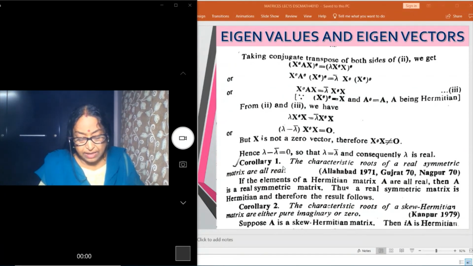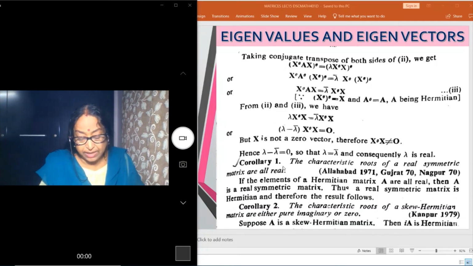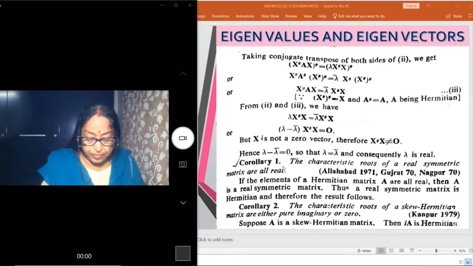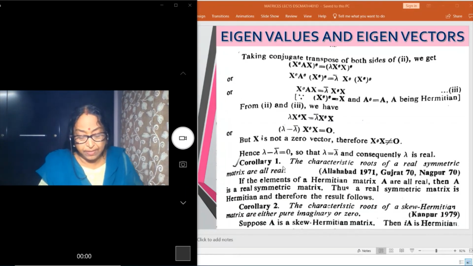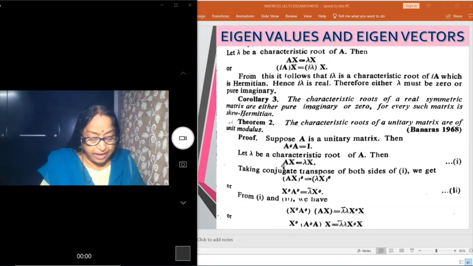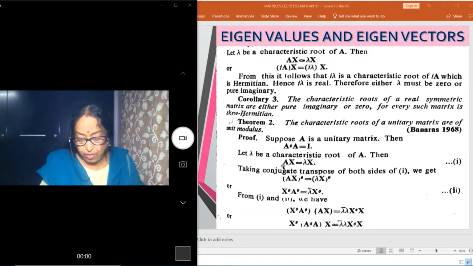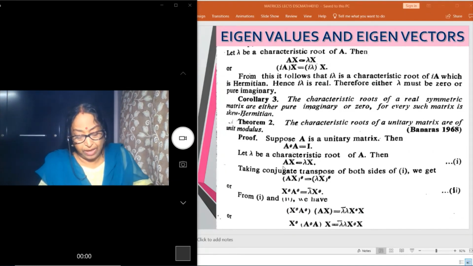Then Ax is equal to lambda x. Multiplying by i on both sides, iAx is equal to i lambda into x. From this, it follows that i lambda is the characteristic root of iA, which is Hermitian. Hence, i lambda is real. Therefore, either lambda must be 0 or purely imaginary. In that case, i lambda will be real.